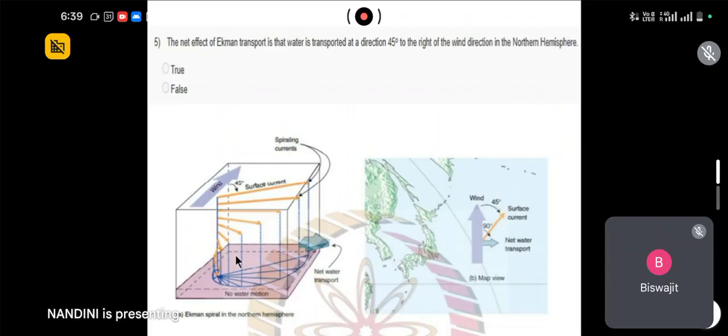So, the question is asking what the net effect of Ekman transport is. It says the net effect of Ekman transport is that water is transported in a direction 45 degrees to the right of the wind direction in the northern hemisphere. Is it true or false? That is the question.